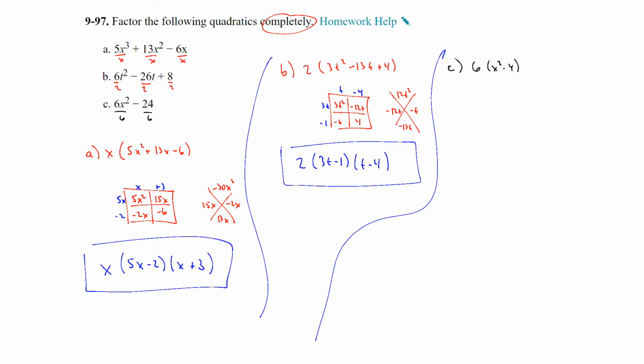Now, some of you might recognize x squared minus 4 is a difference of perfect squares. So that means we can do x minus 2 and x plus 2. Now, if you don't remember that for your difference of squares formula, that's fine. Just go ahead and use the generic rectangle and the diamond to figure out what your two factors are.